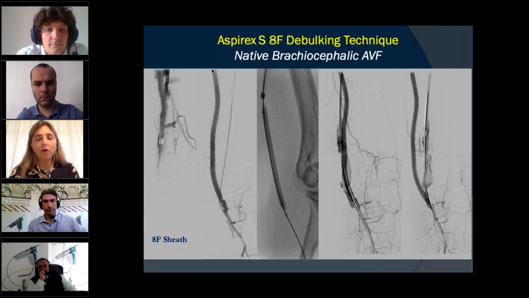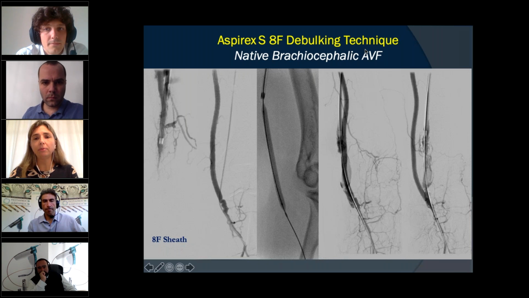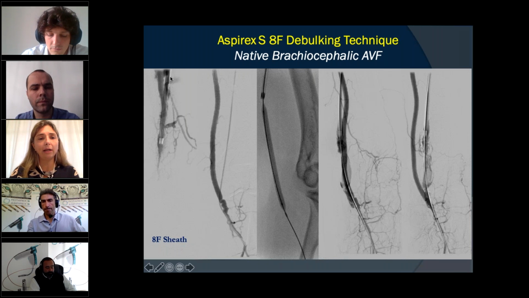And this is an example of a native brachiocephalic AV fistula in which an Aspirex 8 French debulking technique was used. In this technique, we used a double puncture, but we began with a retrograde puncture because when we did a duplex scan, we found that the distal outflow vein, the cephalic vein, was free of thrombus, and only the proximal part was occluded by thrombus. So we decided it was a large fistula.